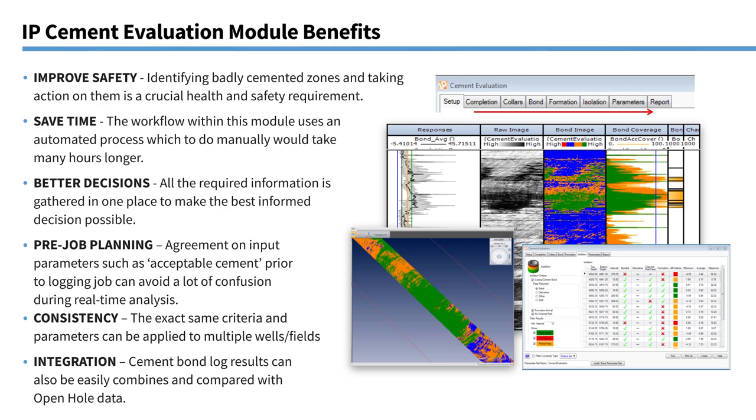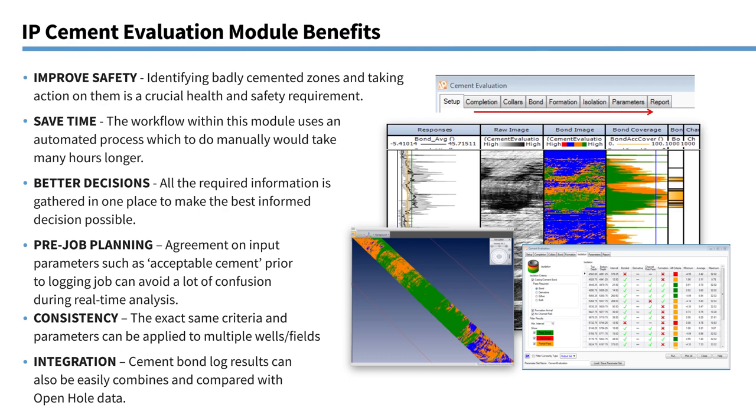There's also that you can pre-plan the analysis. Quite often, of course, these jobs happen at 2 o'clock in the morning. You don't really want to be having a debate at that time about which parameters to be using. So it's always good if you have a pre-job planning meeting. You can agree upfront what your minimum acceptable parameters are going to be, and then when it comes to the time, you're simply running it through the analysis. There's no debate at that stage, which would cause some confusion. You've already agreed what the cutoffs are prior to the job, and the results are the results.